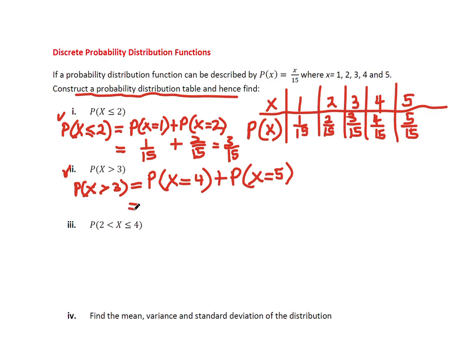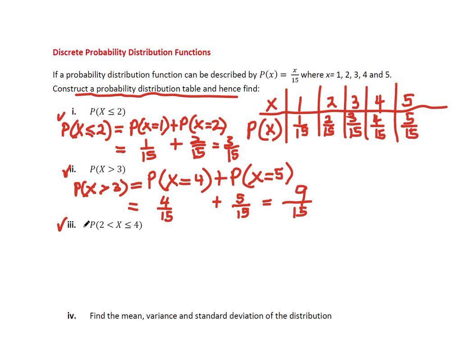So this is going to be equal to the probability that x is equal to 4, which is 4 upon 15, plus the probability that x is equal to 5, which is 5 upon 15. And again, because the denominator is common in both of these fractions, which is 15, we simply write back that 15 in the answer and add the numerators, 4 plus 5, and we get 9. So the probability that x is greater than 3 is 9 upon 15, and that takes care of number 2.